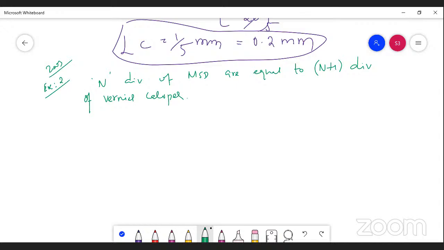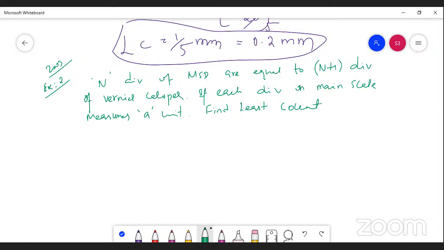If each division on the main scale measures A unit, find the least count. There is a formula for least count. One main scale division is equal to A unit. So the least count formula is one main scale division times (1 minus m divided by n).